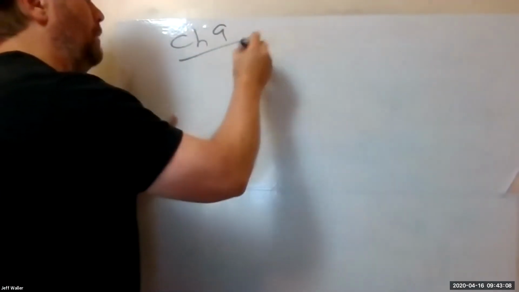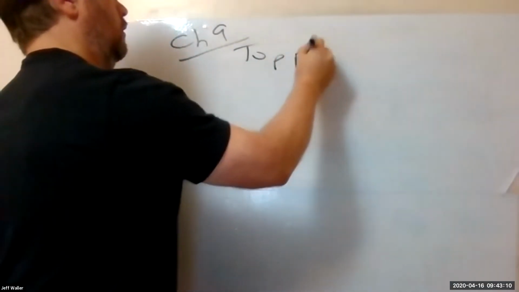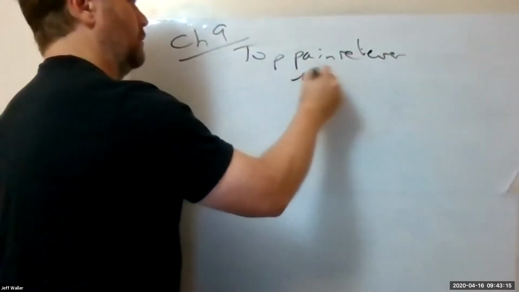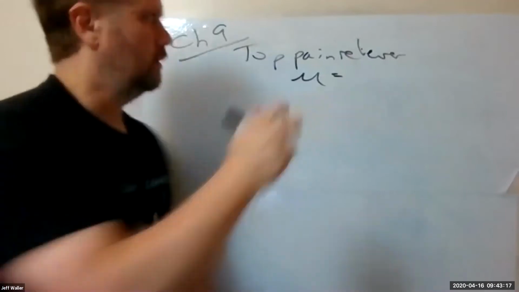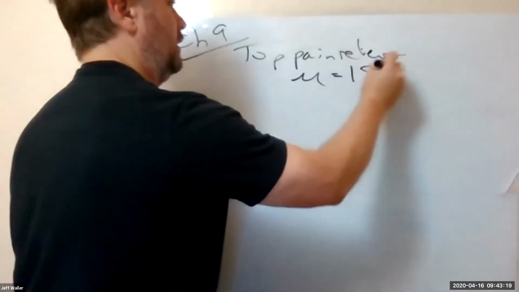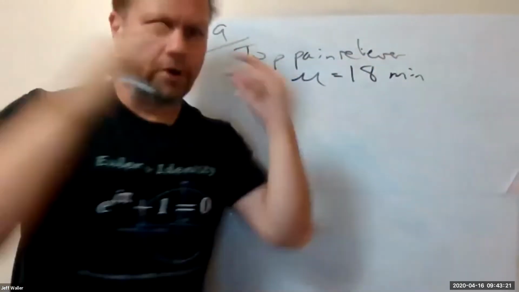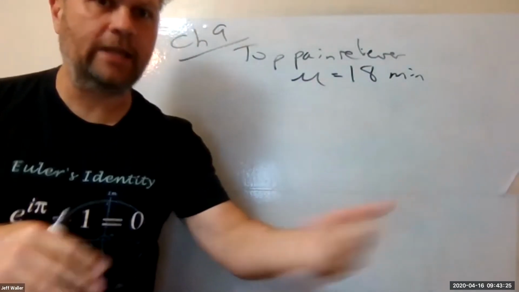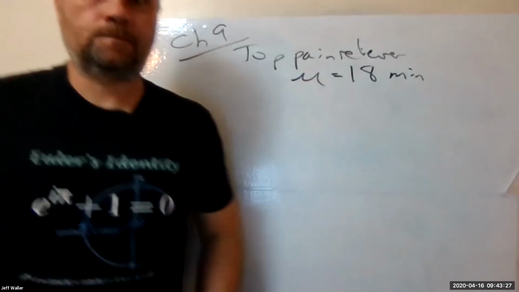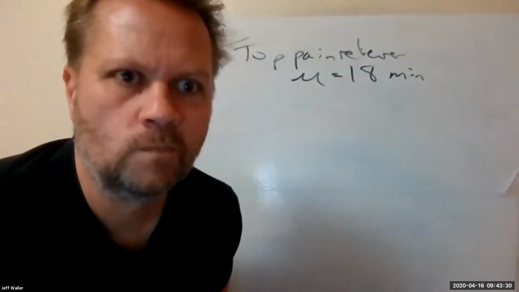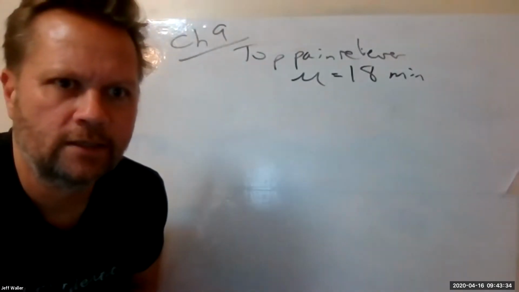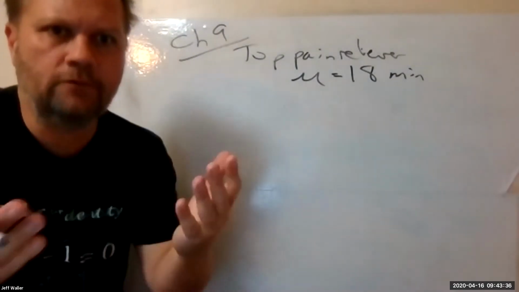So the top pain reliever, I'm not going to become a commercial for somebody, currently has a mean time of 18 minutes before your headache goes away. You take the pill, on average, 18 minutes later, your pain's gone. Everybody with me so far? You're all copying like crazy. All right. So does this sound reasonable?